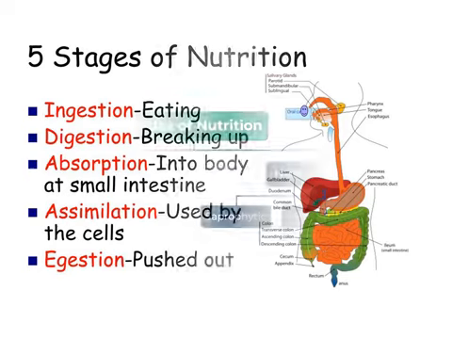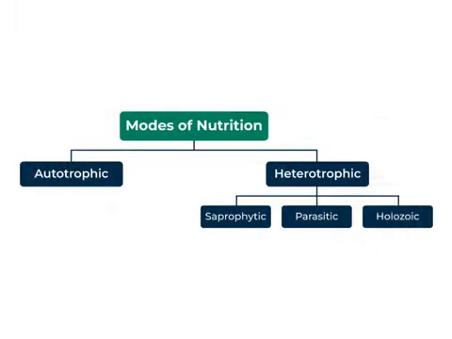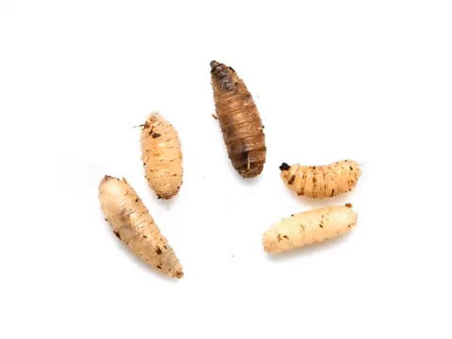Now is the next category, that is the saprotrophs. We also have discussed this in the previous chapter. So the animals that derive their nutrition from dead and decaying organic matter are called saprotrophs. For example, we know earthworm and the maggots.